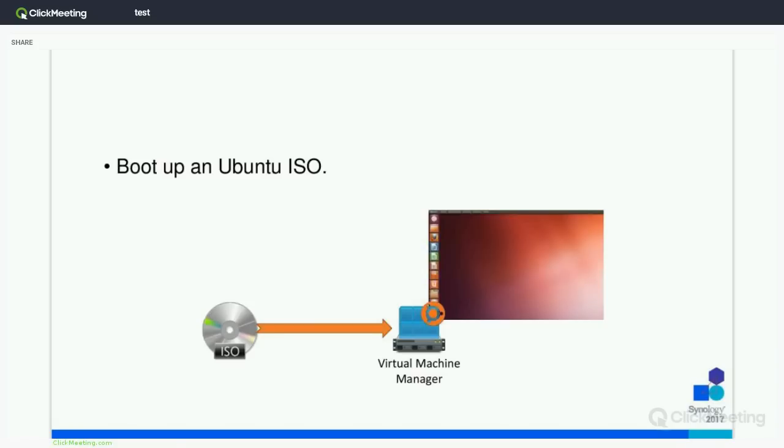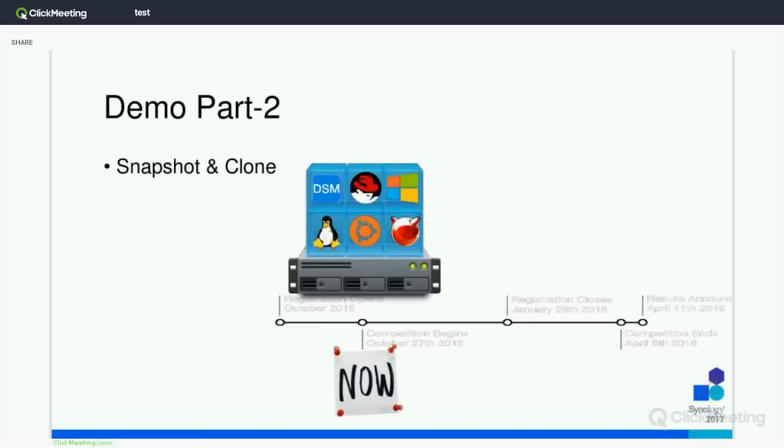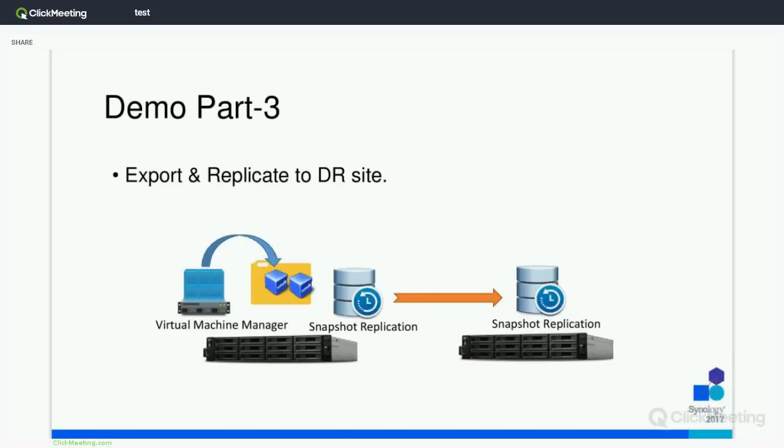In the next part of the demonstration, I will show you how to capture snapshots while the VM is running and to roll back to the time when it was taken. Also, based on the testing requirements, I will show you how to create a clone of the original VM. Next, I will demonstrate how I export the VM to a shared folder, and then schedule a backup to replicate the folder to another location using the snapshot replication feature.